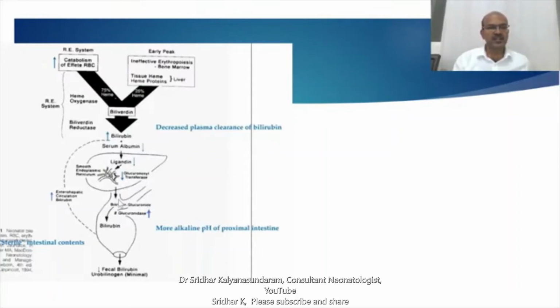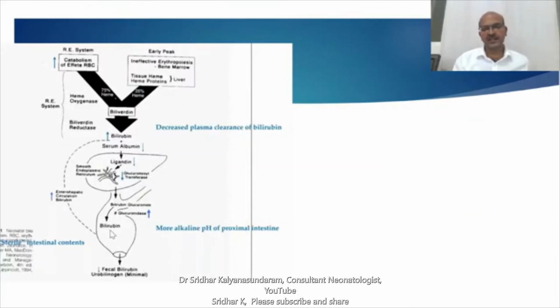So once the conjugation happens, the bilirubin glucuronide, mono or diglucuronide, is excreted into the gut. Part of it gets absorbed back by the intrahepatic circulation and may come out in the urine as urobilin, and the fecal bilirubin urobilinogen is minimal. And then you have glucuronidase enzyme which may act in the gut contents.